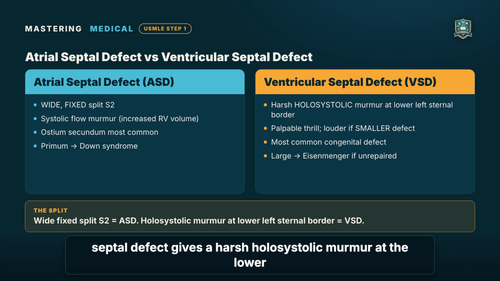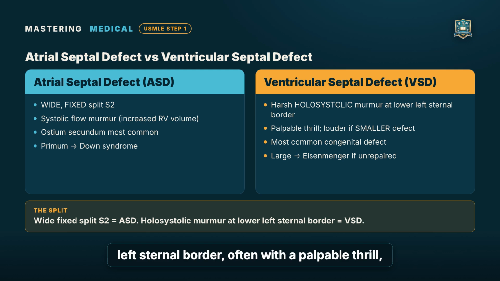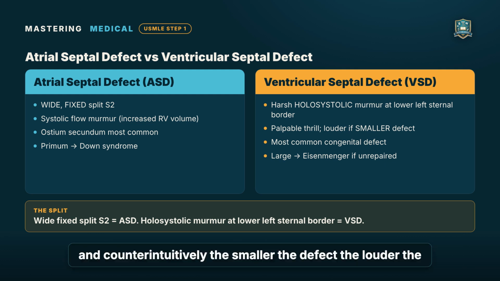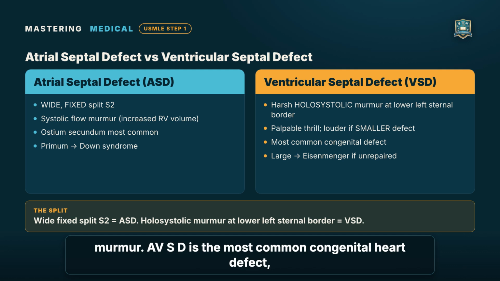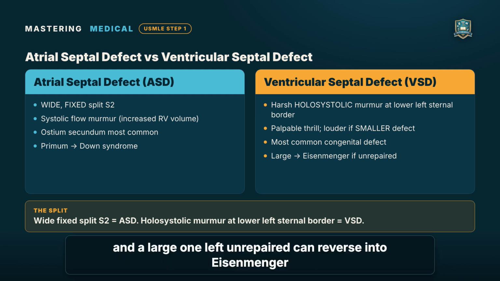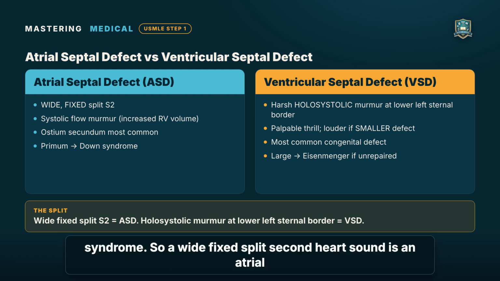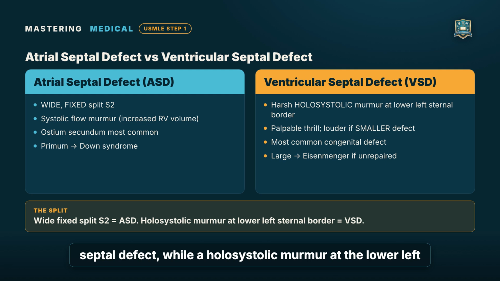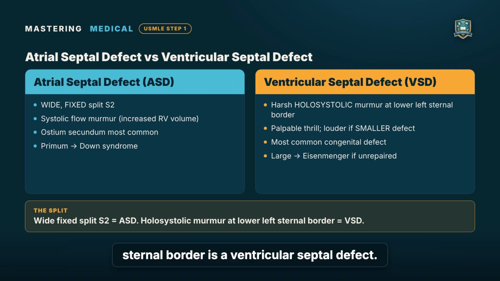A ventricular septal defect gives a harsh holosystolic murmur at the lower left sternal border, often with a palpable thrill, and counterintuitively, the smaller the defect, the louder the murmur. A VSD is the most common congenital heart defect, and a large one left unrepaired can reverse into Eisenmenger syndrome. So a wide fixed split-second heart sound is an atrial septal defect, while a holosystolic murmur at the lower left sternal border is a ventricular septal defect.